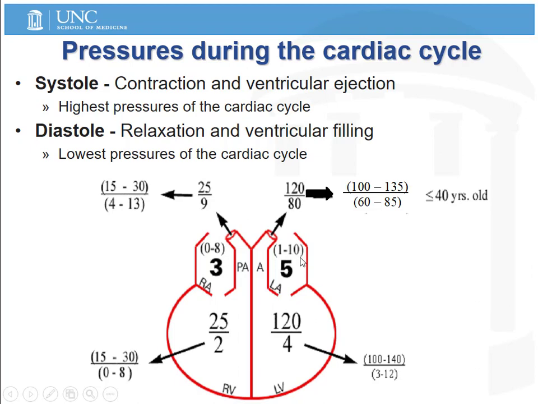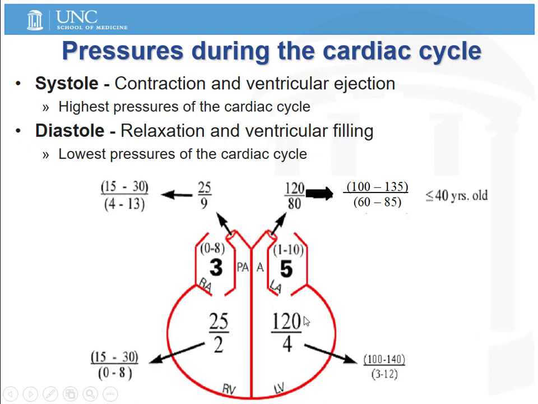Let's start with the high pressure system of the left heart. The left atrium contains only one number, which represents the average pressure for both systole and diastole. This is because there are only small fluctuations in atrial pressure during the cardiac cycle. So on average, the pressure is about 5 millimeters of mercury in the left atrium, with a range of about 1 to 10 millimeters of mercury.